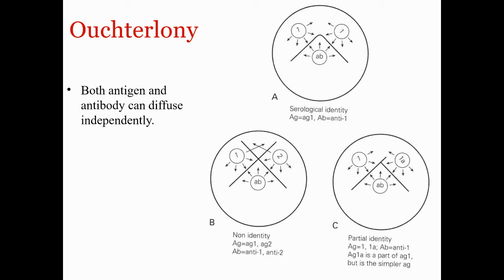So you can ask me, what is Ouchterlony? Ouchterlony is a method where both antigen and antibody can diffuse independently. So just look into it. This is a serological entity. Like antigen A1 and antigen A1, so this is one antigen, this is another antigen, and this is the antibody. There is a reaction between these things over there.